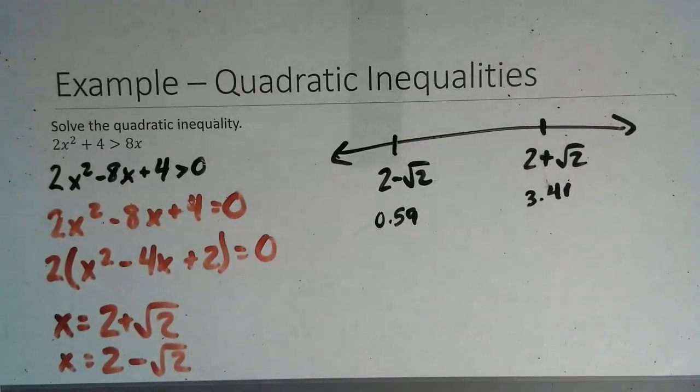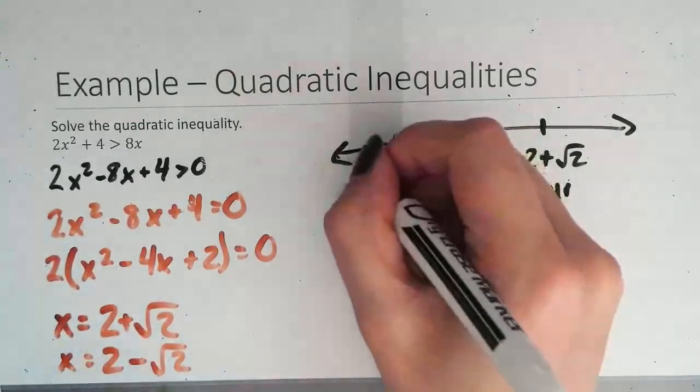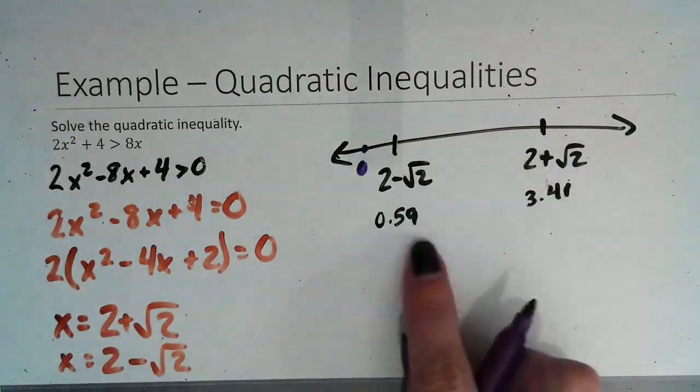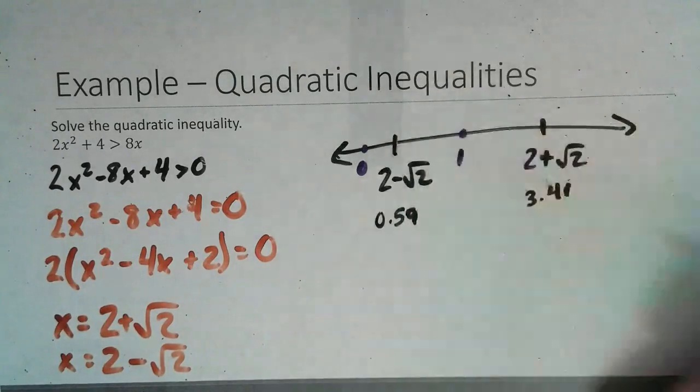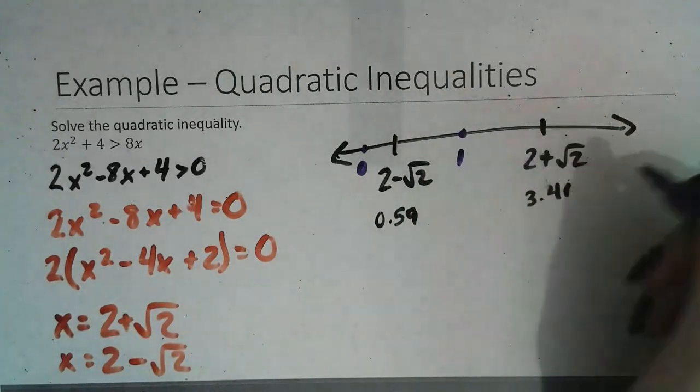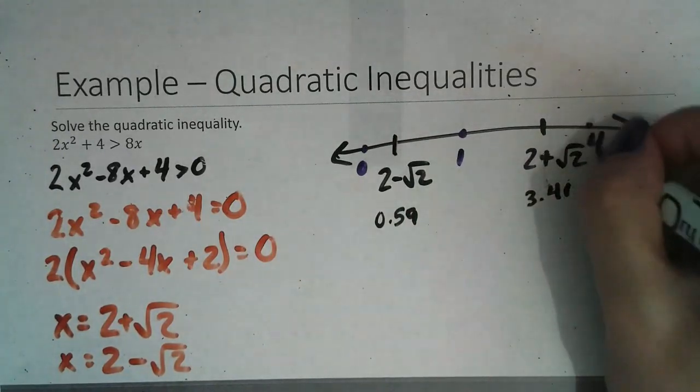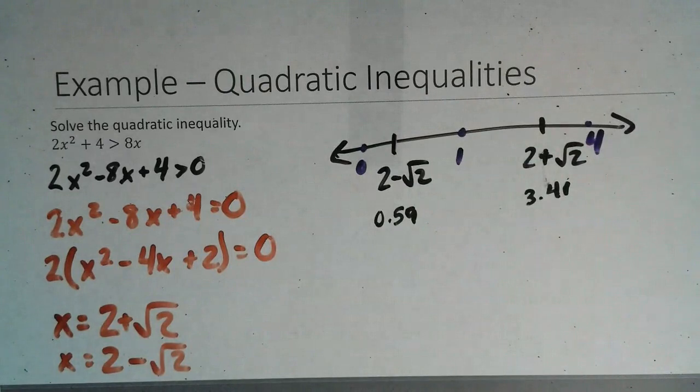So something smaller than 0.59, I'm going to use 0. Something between 0.59 and 3.41, I'll use 1. And something greater than 3.41, I'll use 4. I try to use small numbers or nice numbers whenever possible because that's what makes me happy.